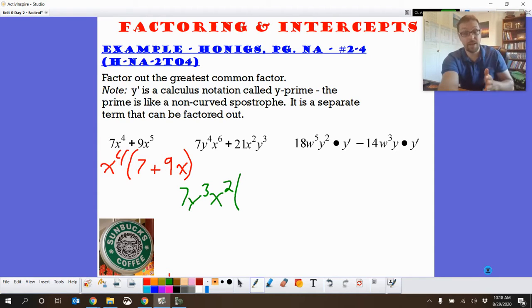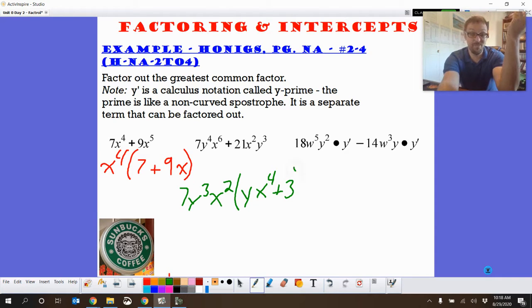So now we divide all of our stuff. So 7 divided by 7, that's gone. y to the 4th divided by y cubed is left with just a y. x to the 6th divided by x squared is left with an x to the 4. I'm just subtracting those exponents. Plus 3, x squared divided by itself is 1, so gone. y cubed divided by itself is gone, 1.